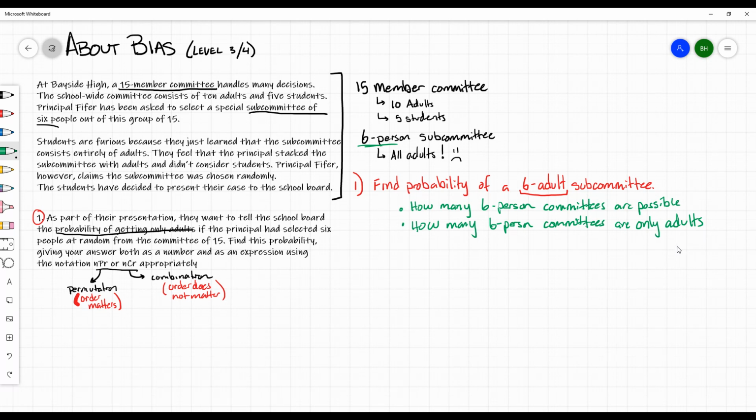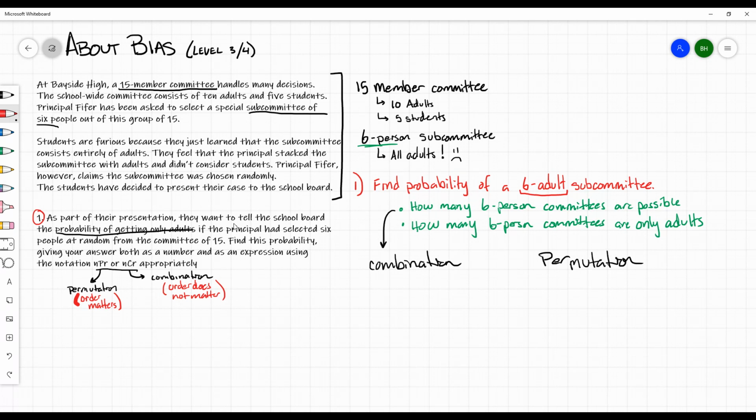And so here we need to talk about what the deal is. Using these two pieces of information, you can determine the probability of selecting an all adult group. Okay, so let's break this up into chunks. Let's look at how many 6-person committees are possible. In order for us to do this, we need to determine whether or not the problem is a combination or a permutation.